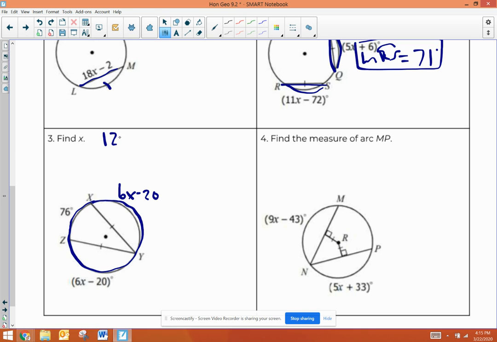Here we go. I'm adding this in my head, like the scholar I am. So I just did 6x minus 20 twice. So I'll do 360 plus 40 minus 76. So 12x equals 324. X equals 27.